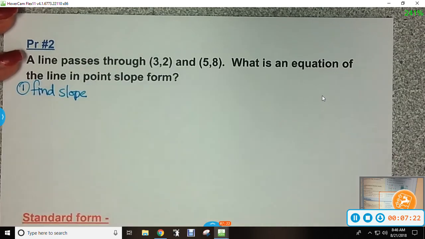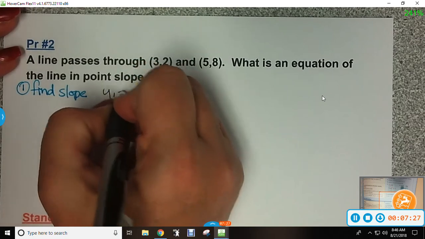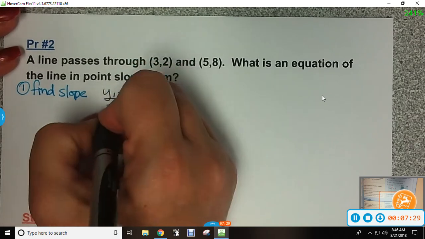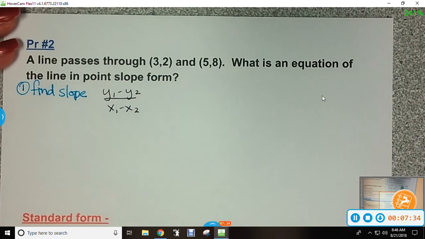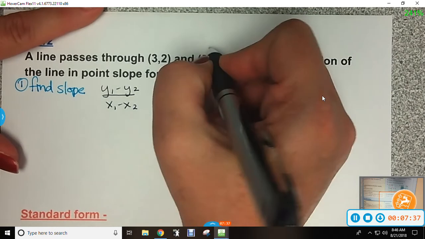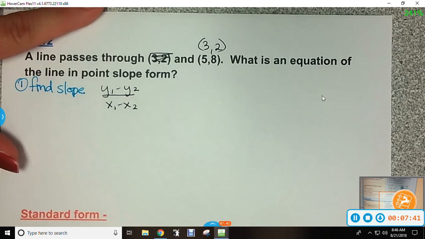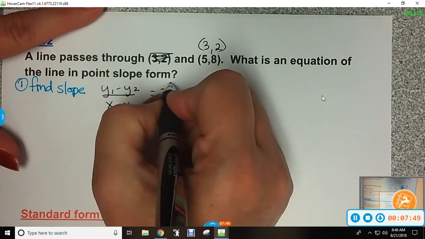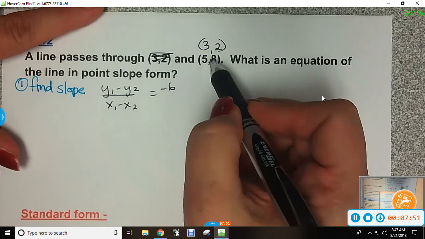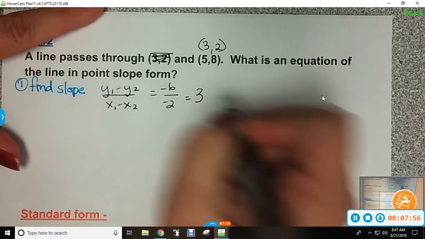And I'm going to use the slope formula to do that. Okay, so there's my formula. I'm going to take my points and stack them up. So I'm going to put my (3, 2) on top of that (5, 8), just so that it's easier to subtract. So the first y minus the second y gives me negative 6. The first x minus the second x gives me negative 2. So my slope is positive 3.